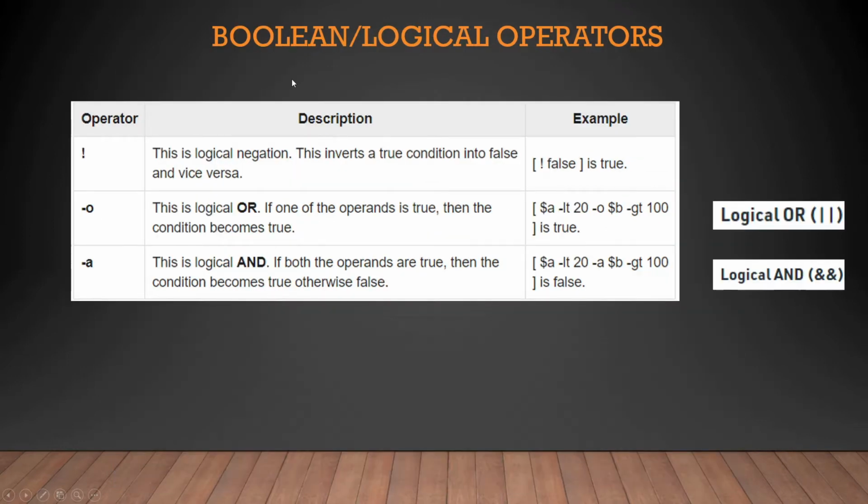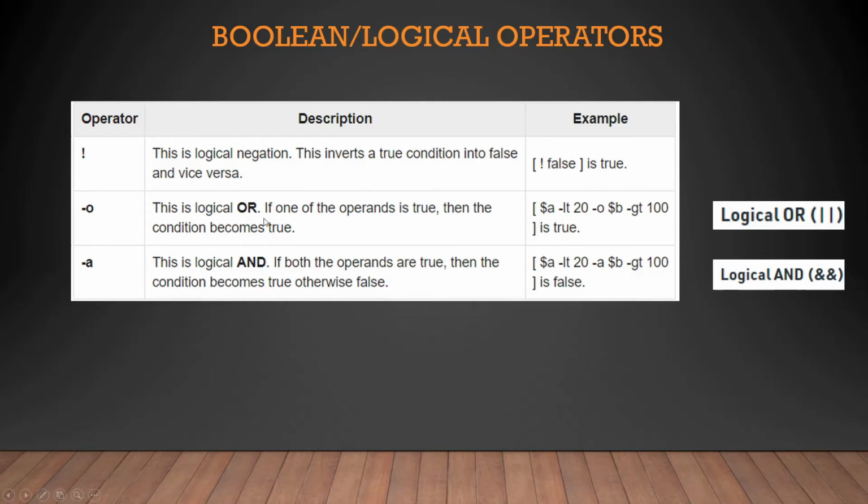Now we have Boolean or logical operators. So this is the not equal to sign, which is logical negation. This inverts a true condition into a false condition, or a false condition into a true condition, vice versa. So exclamation mark false, this bracket is test. I'll explain it in the video further. Whenever you have to test a condition, you can put it into this and it will give you a value. So negation of false would be true, or negation of true would be false.